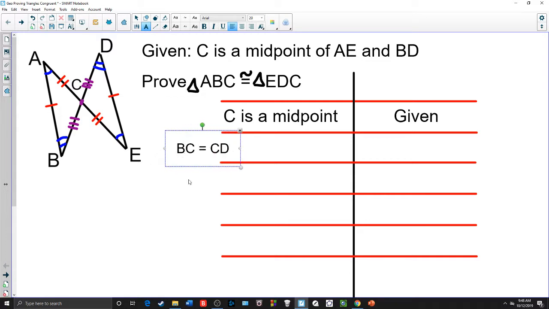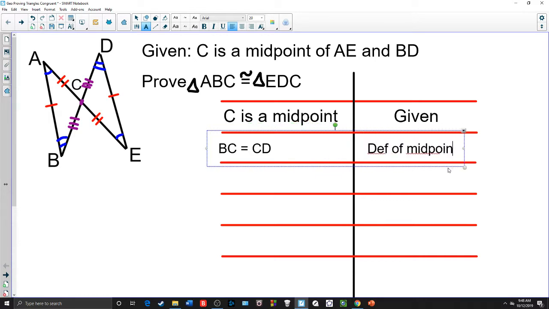Now we'd say congruent, but I don't have the congruent key on my keyboard, so I'm going to say equals. And how do we know that? Well, it's by definition of midpoint. Because again, C is a midpoint, so it splits this line in half. Therefore, the bottom half of the line has to be equal to the top half of the line.